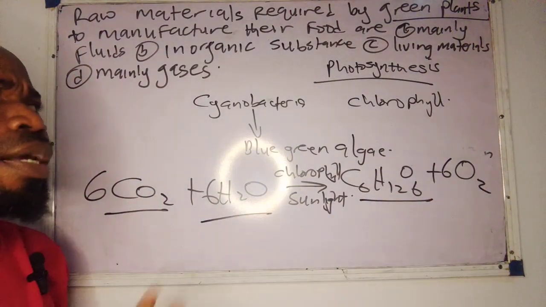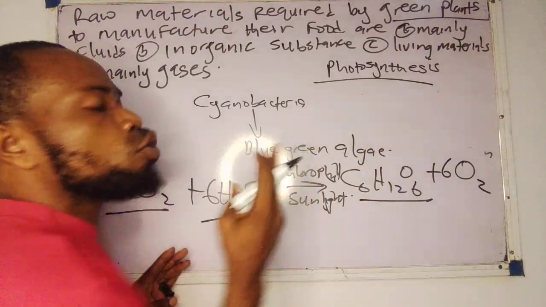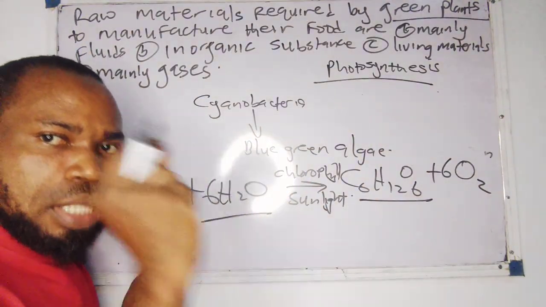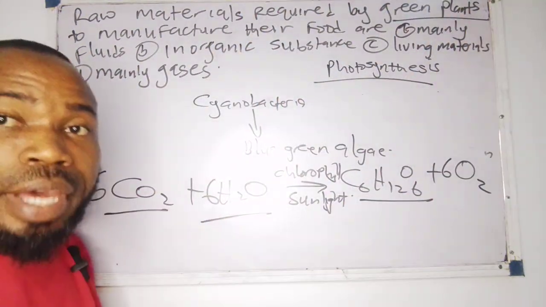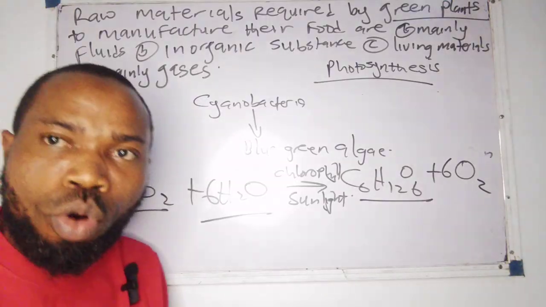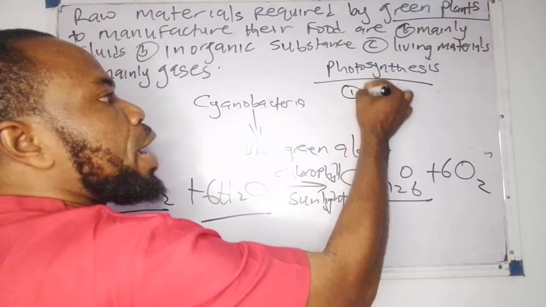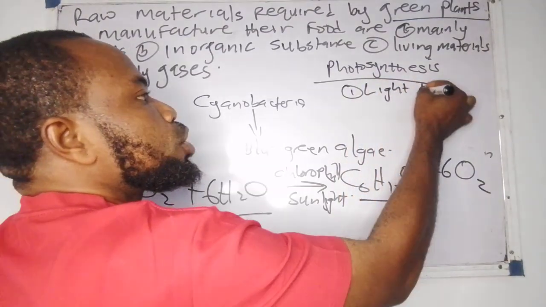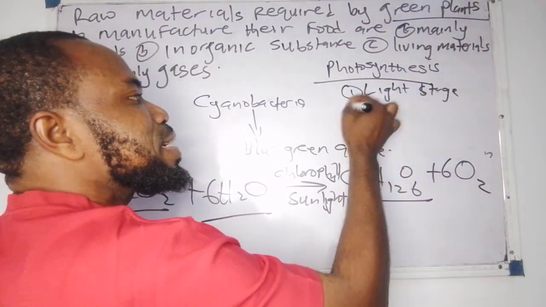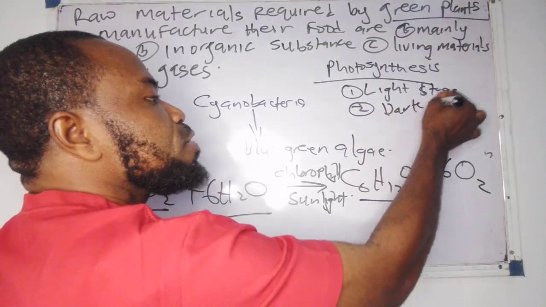But there's one thing I want to bring out here very quickly, that there are two stages of photosynthesis. You may have heard that before: the light stage and the dark stage. Oh, you want to rush on? No, wait, let us analyze some things. Yes, you are right. We have the light stage, and we have the dark stage.